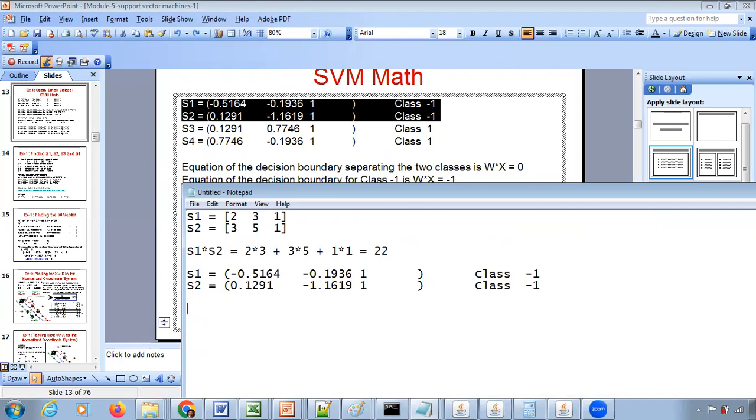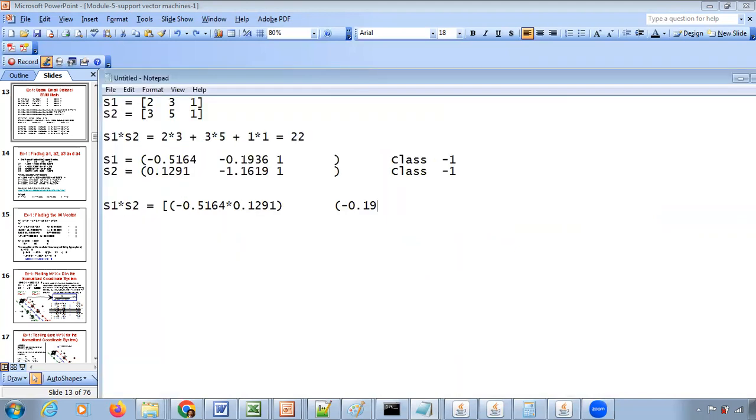So S1, the class doesn't really matter in the math, it's just for our reference purpose. So S1 times S2 in this case is going to be, the first term is going to be negative 0.5164 times 0.1291. So we need to be able to do that in our calculator quickly. I'll show that. This is just first for understanding. Times negative 1.1619. And the last term is a 1. 1 times 1. So don't forget about the 1. So this is a 1 times 1. That's 1.